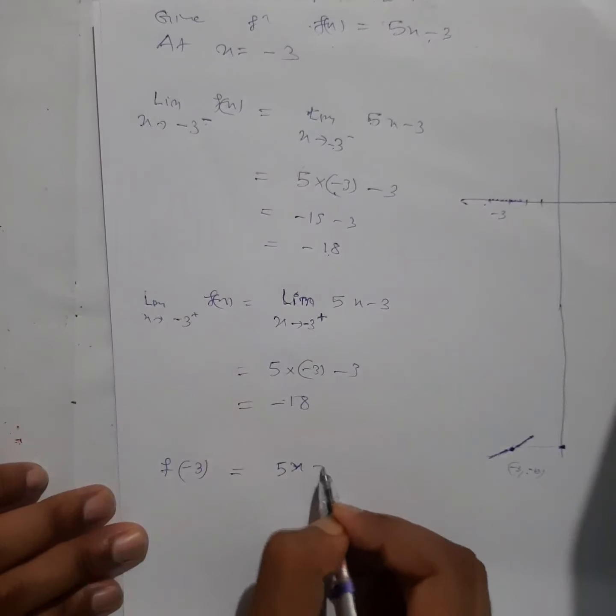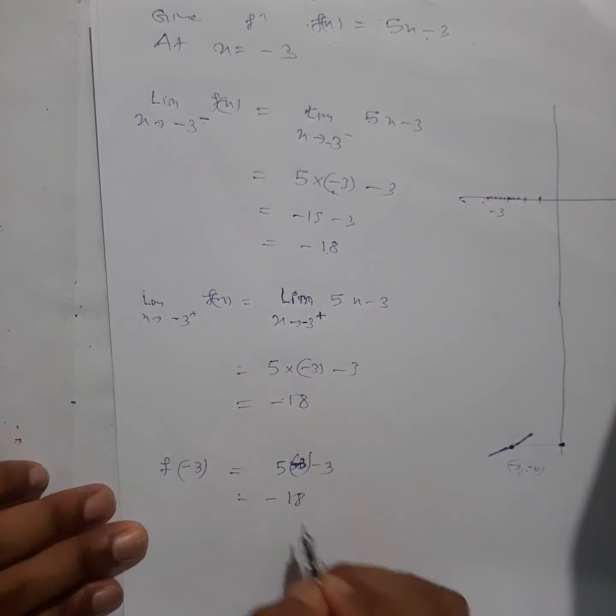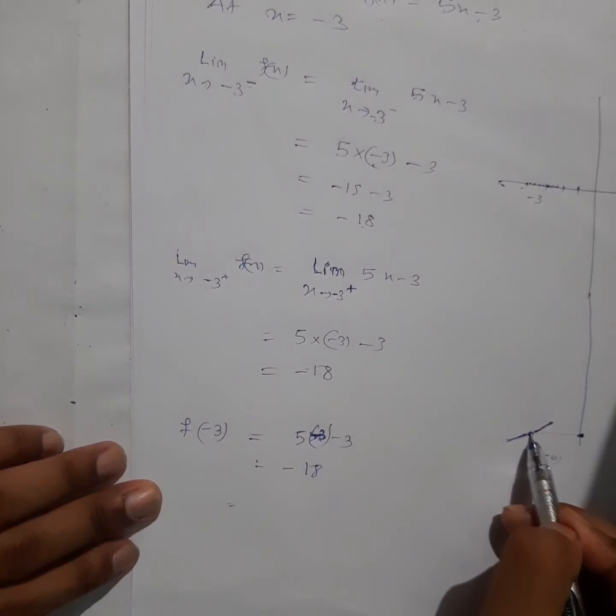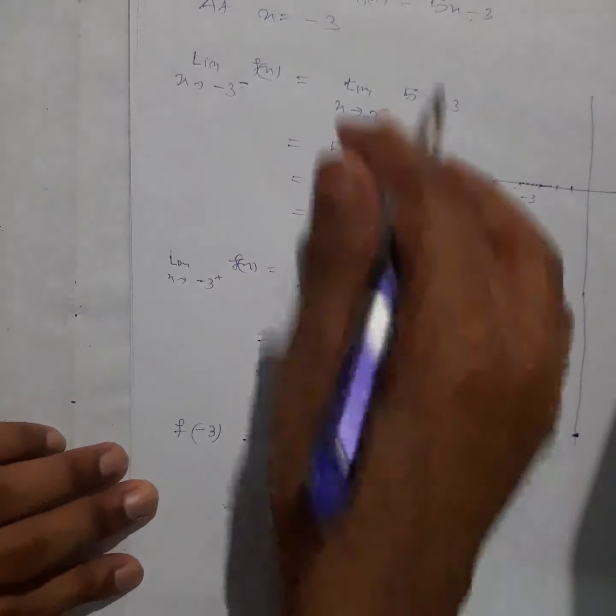5x minus 3. In place of x, I will just put minus 3. It will be how much? Minus 18. So I got this point also, right? So it means this is continuous, it will not break. Okay, this is the meaning here.